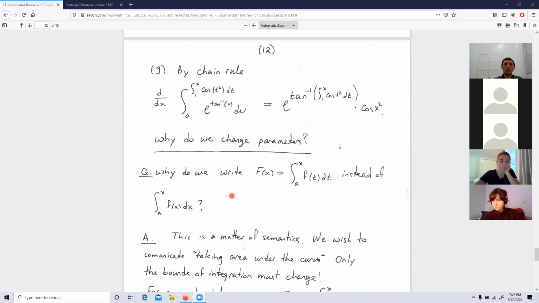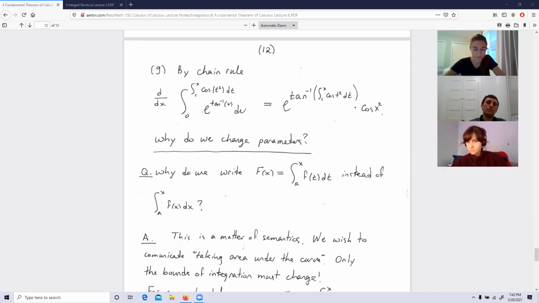Do you want to understand why I change parameters? Why not just keep the integral from a to x, f of x dx? Why do I change to t? Do you want to listen to that, or you had enough? Let me know. Okay, just quickly, guys.